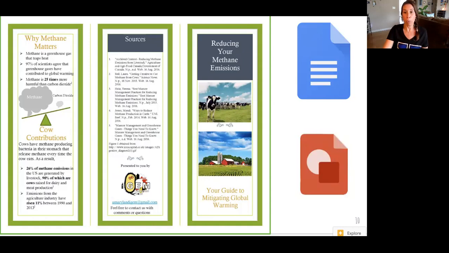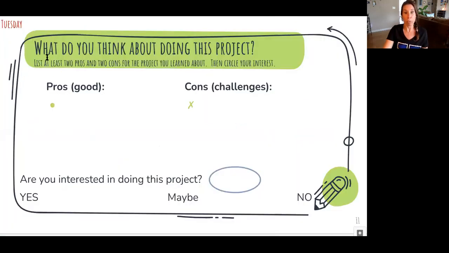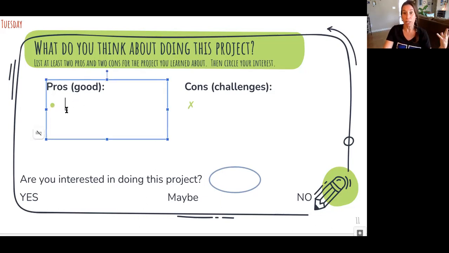Okay. Now, what you will do is you will decide what you think about this project. What do you think about doing this project? List at least 2 pros and 2 cons for the project you just learned about, then circle your interest level, okay? So the pros are good things about the project. So if you're thinking, oh, that would be really cool because I like to work in Google Docs, that would be a good thing. So you would type right in here something good.